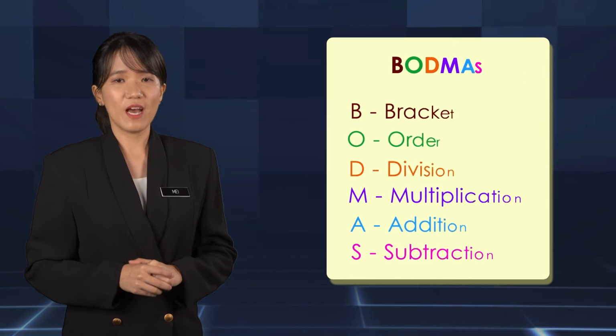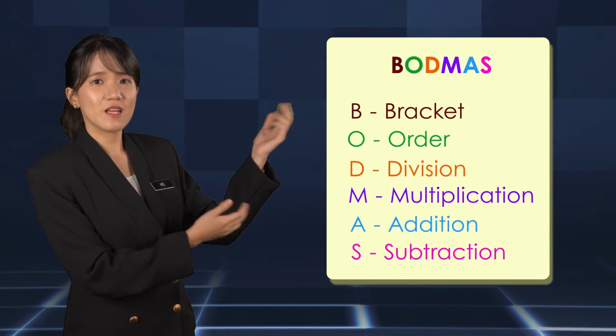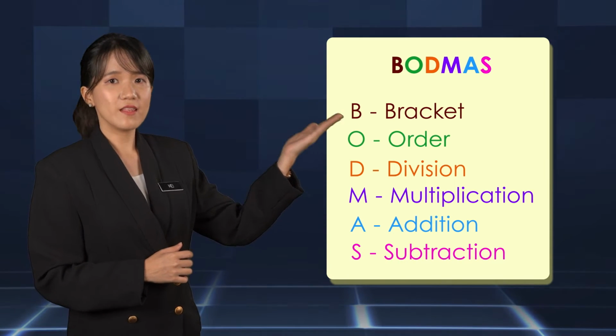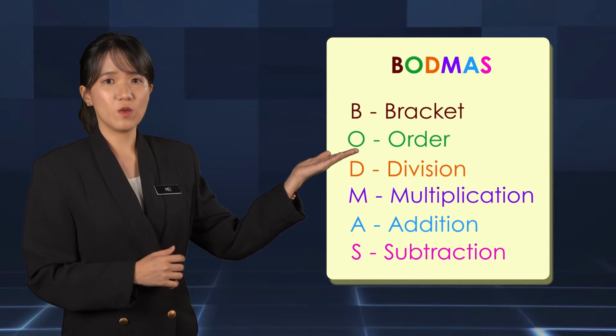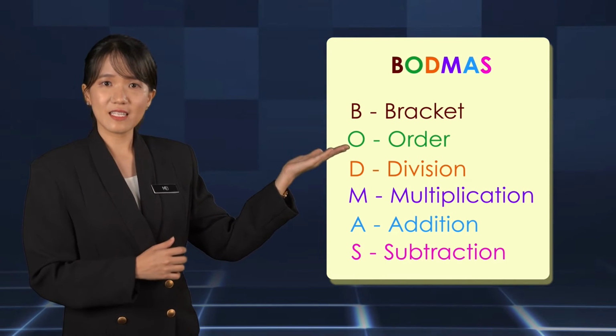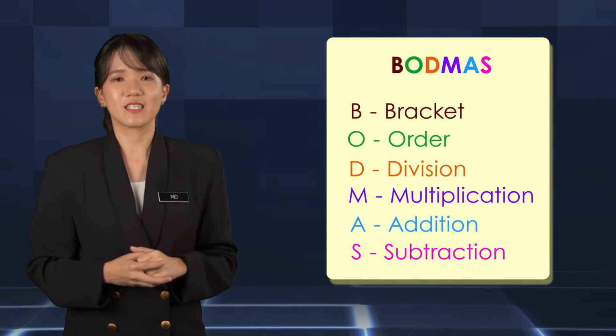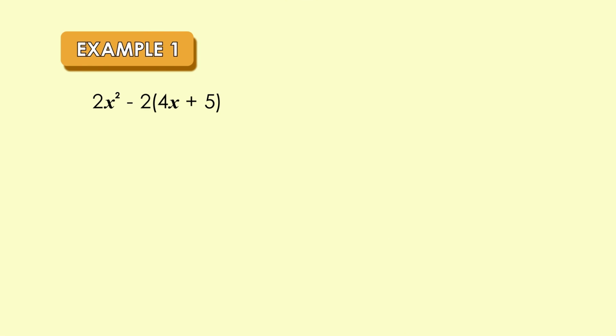Well, this rule helps us to determine the sequence to solve a mathematical expression. In simple terms, we have to follow this BODMAS sequence starting from bracket, then order, then division or multiplication, whichever comes first, and lastly, addition or subtraction, whichever comes first. Without further ado, let's start our mission of discovering algebraic expressions. Let's see our first example.